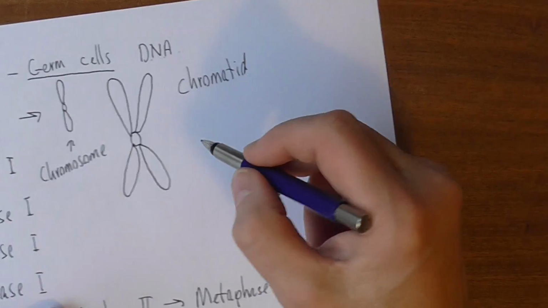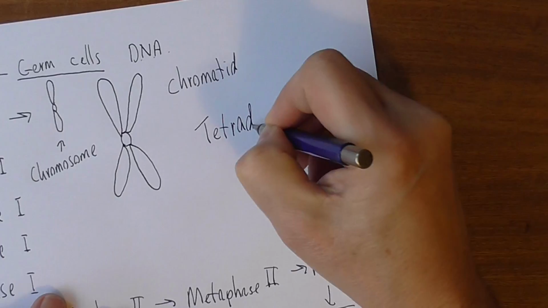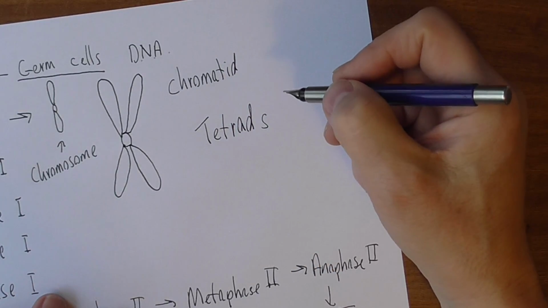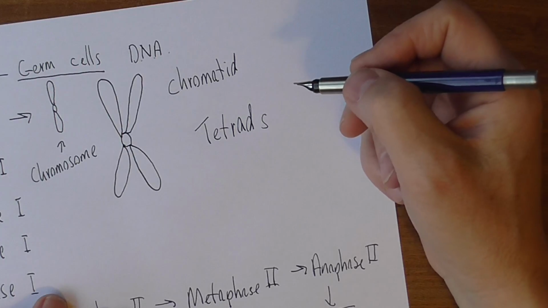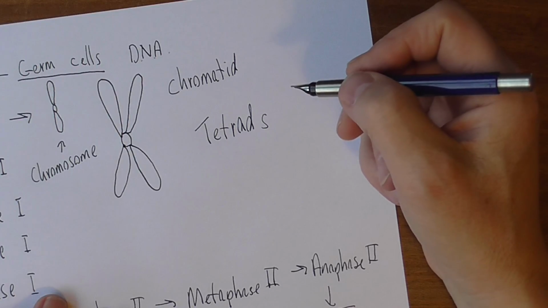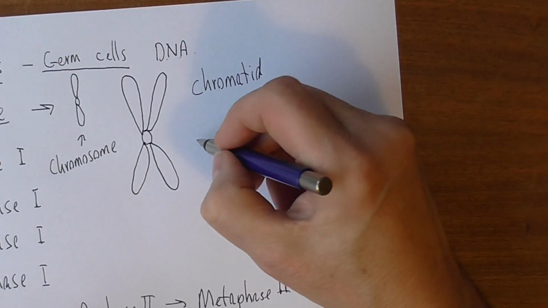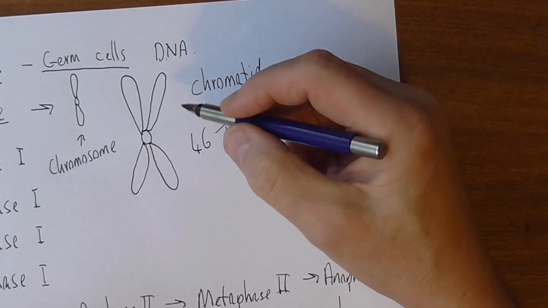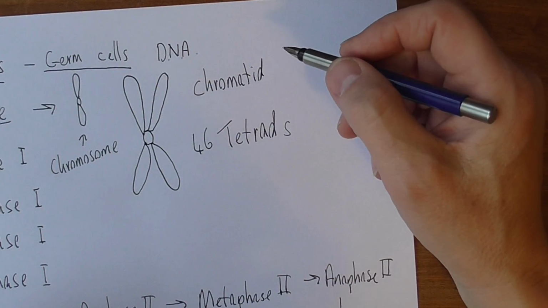And when these are divided, we call them tetrads. Tetrads, tetra for 4, as in tetraplegic, when someone can't move all 4 limbs. So now we have 46 tetrads. So in the interphase, there's a lot going on. All this DNA has been replicated.